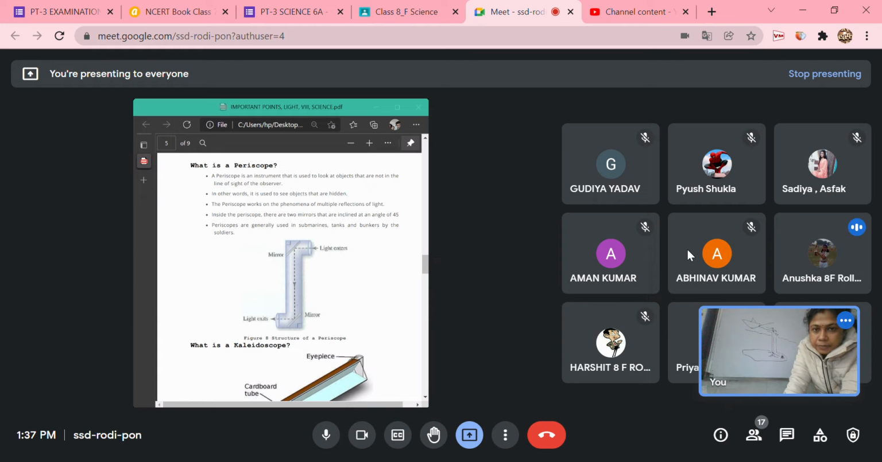Inclined means they are at an angle of 45 degrees. Periscopes are generally used in submarines, tanks, and bunkers by soldiers. I told you about the submarine. Tanks you have also seen in many movies. Tanks are totally closed so that bullets will not strike, so they are inside. From inside the tank, they take out the periscope and can see whether the enemy is coming from any distance or not.